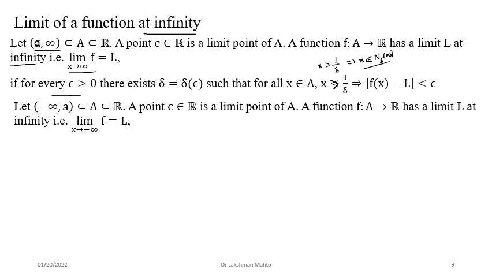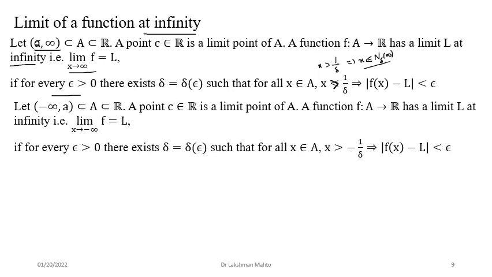In a similar way we can define a limit at negative infinity. What does it say? It says that for any epsilon there exists a delta such that if you are taking any element from the delta neighborhood of negative infinity, that means x is less than minus 1 by delta. Equally, you can say that x is coming from the delta neighborhood of negative infinity. Those things I had already explained at the beginning of this lecture. Then the corresponding functional value falls in the epsilon neighborhood of l. Then we say that l is the limit of the function f at negative infinity.